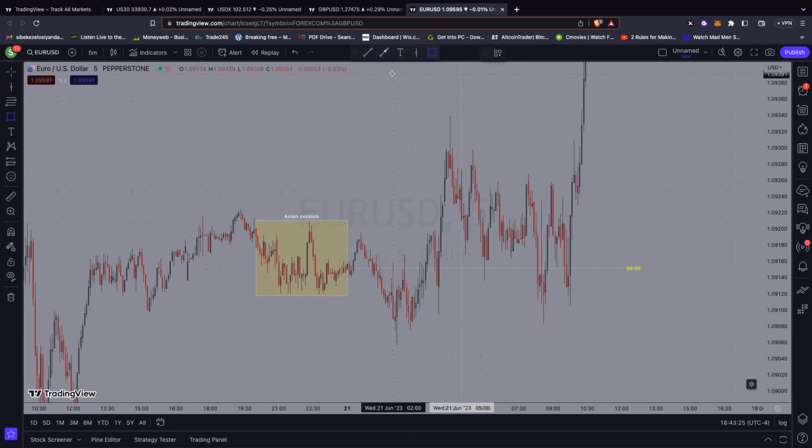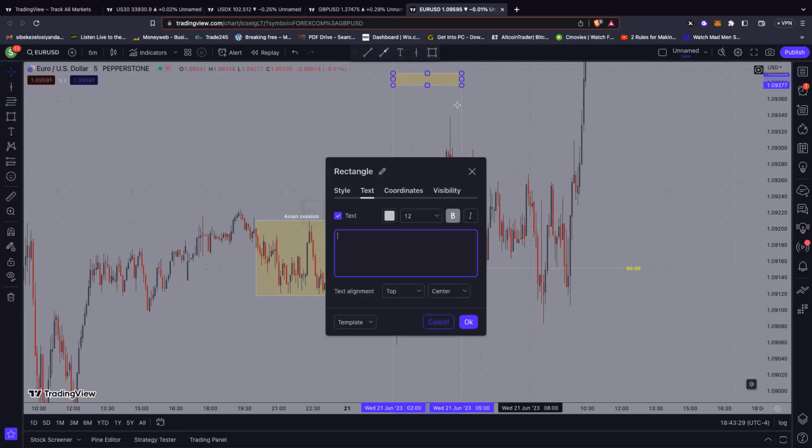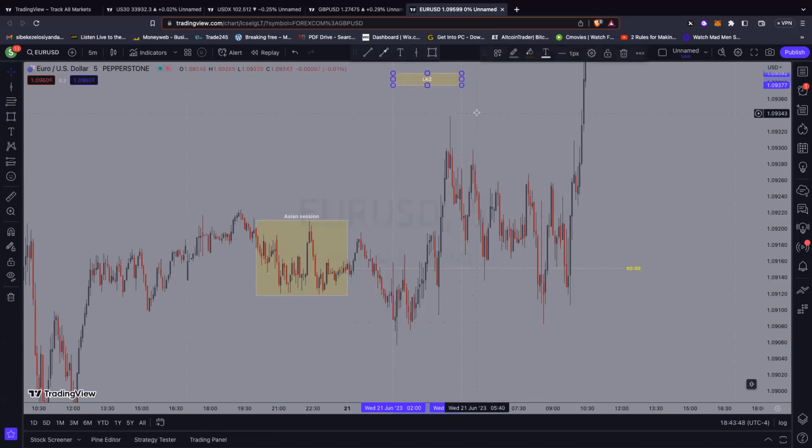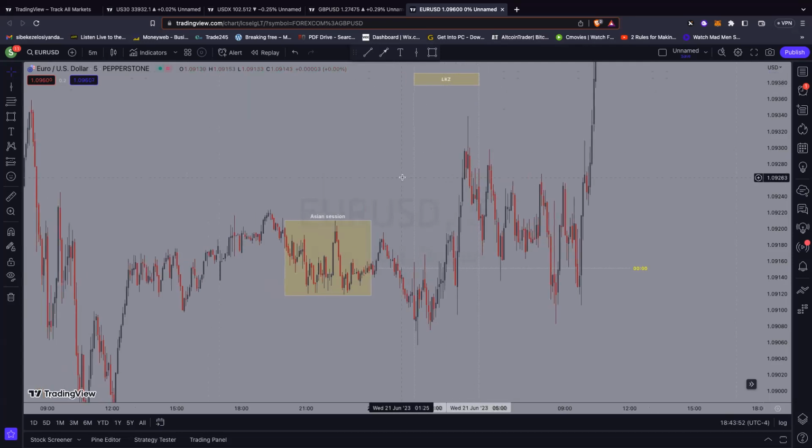I just label this as my London open kill zone. So I'm just gonna have London open kill zone. You understand? So I'm just gonna say LKZ, because I know exactly what I'm talking about. I don't need to explain, and I don't need to go in detail. I don't need to write this in detail.